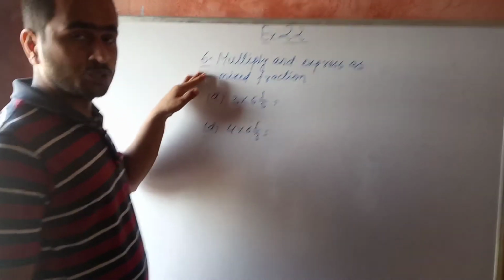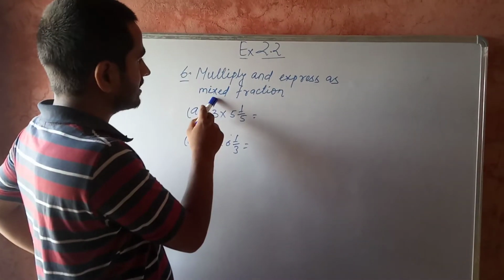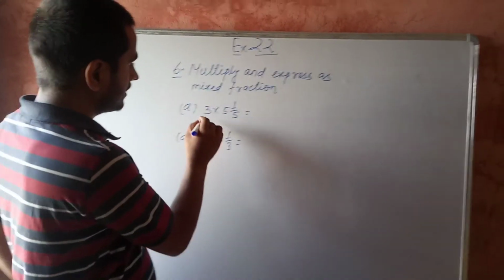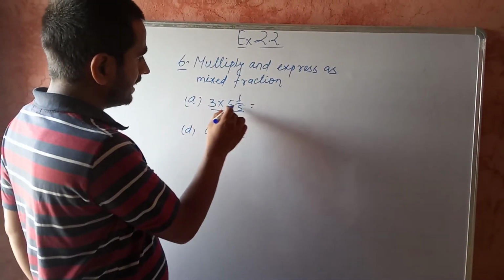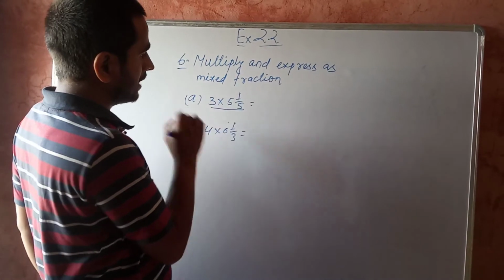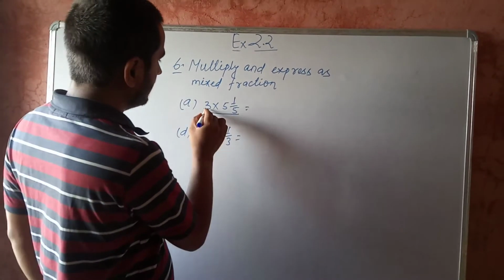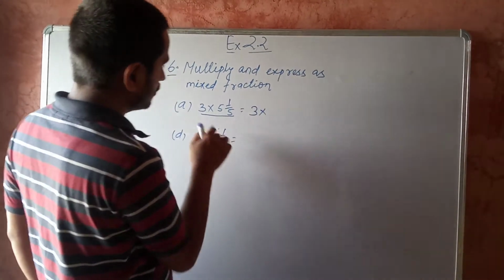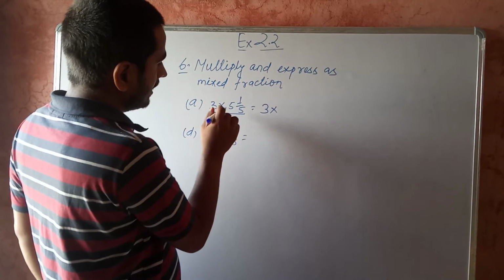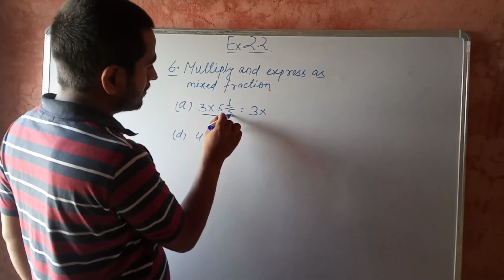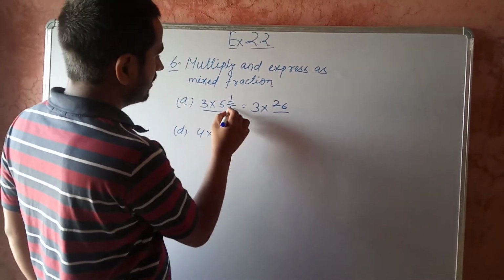Now coming to question number 6. In question number 6, we have to multiply and express as mixed fraction. Okay, see here, first we have to multiply this. We have to multiply this 3 into 5 whole 1 by 5. We will convert this mixed fraction into improper fraction. Okay, this 3 will remain same. 3 into, how to convert this mixed fraction into improper fraction? It is multiplied with 5. So 5 5's are 25 plus 1, 26 by 5.